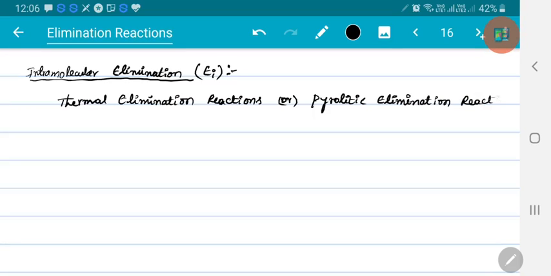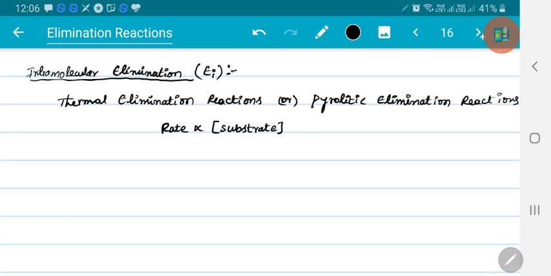Thermal elimination reactions, or pyrolytic elimination reactions, follow first order kinetics. That means the rate of reaction is proportional to the concentration of substrate. In case of E1 elimination, the rate of reaction depends upon the concentration of substrate, or stability of carbocation, or stability of leaving group, right? Whereas in E2 mechanism, the rate of reaction depends upon the substrate as well as the nucleophile, or it is proportional to the stability of the transition state.